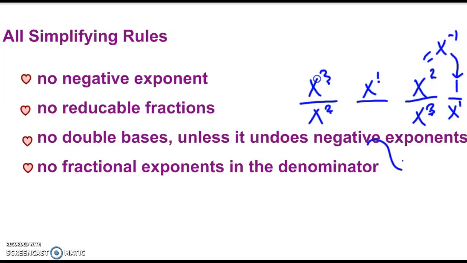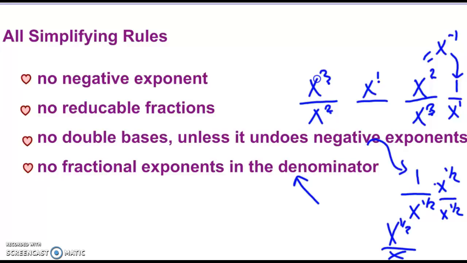The only exception to the double bases is this, which is not preferred, because there are no fractional exponents in the denominator. Therefore, you'd have to rationalize, and you'd have x to the 1/2 over x. The double base is preferred in lieu of a fractional exponent in the denominator.